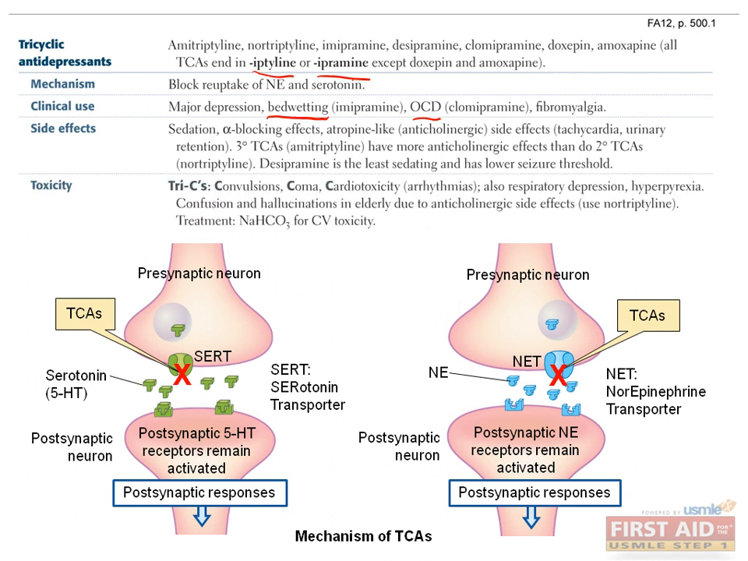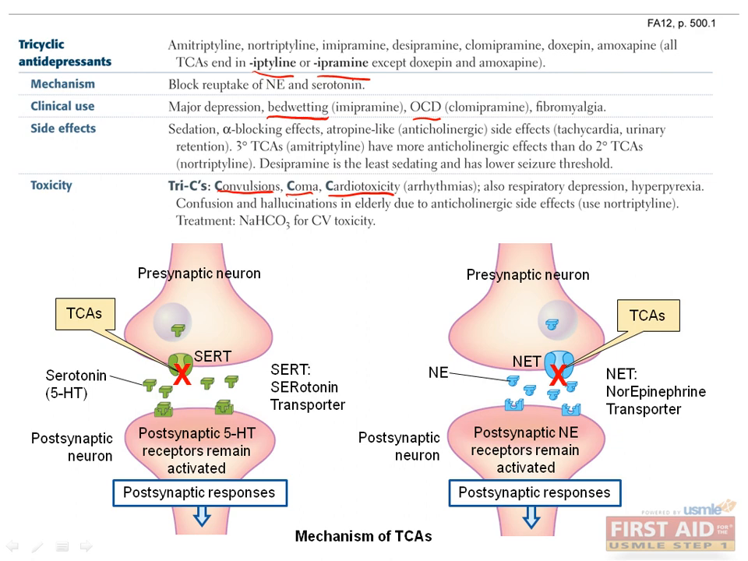With overdose, you get the tri-Cs: convulsions, coma, and cardiotoxicity. This is usually in the form of arrhythmias. You can also get hypoventilation. The tri-Cs, as well as the other side effects of this class, show up a lot on test questions since they're fairly unique among psych drugs, so memorizing them is pretty high yield.